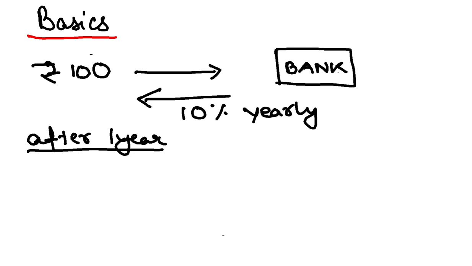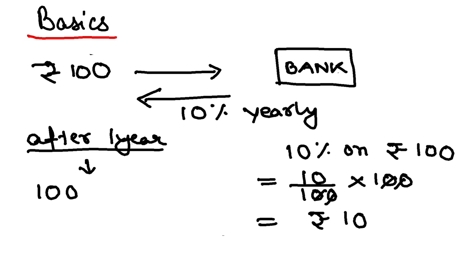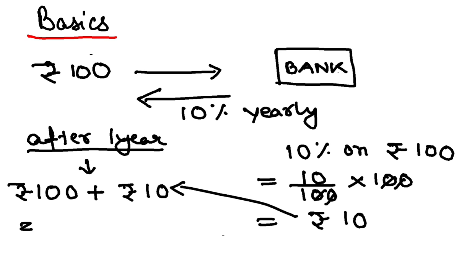After 1 year, what will the bank do now? The bank will calculate 10% on your money. How much did you deposit? 100 rupees. This 10% was promised by the bank only, right? So 10%, how to calculate this quantity? We all know how to do percentage. 10 by 100 into 100, and this shall give you 10 rupees. Alright. So now after 1 year, how much money will you get? This is your own money, that is 100, and this rupees 10 will come from the bank. Alright. So the total money that you will get after 1 year is rupees 110.